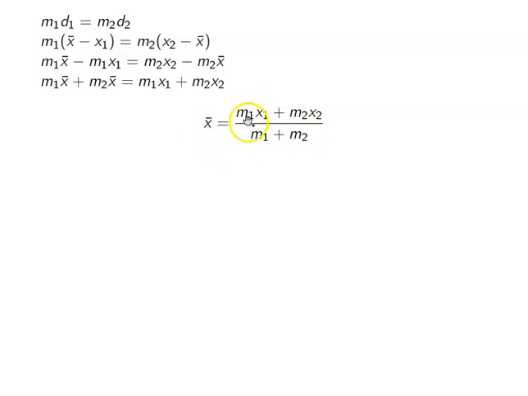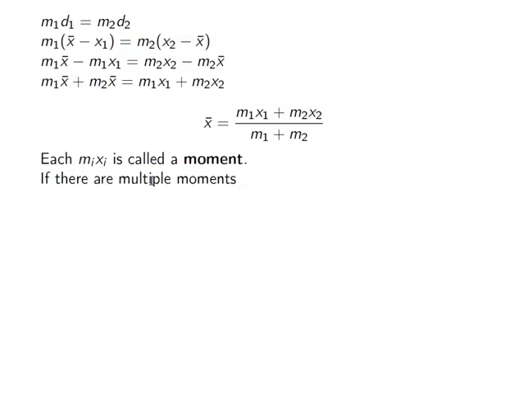Okay, so that balance point is going to be the first mass times its distance from 0, plus the second mass times its distance from 0, the sum of those, divided by the sum of the masses, right? Each of these m_i x_i is called a moment, right? So the mass times its position is called a moment of the system.